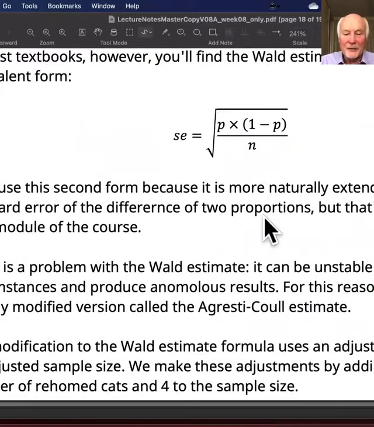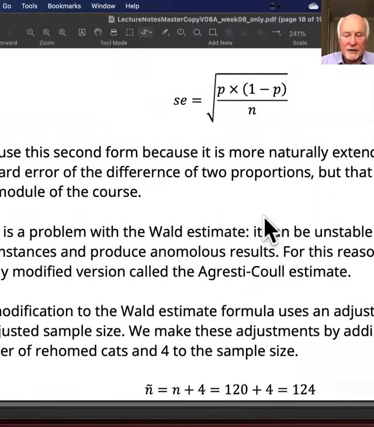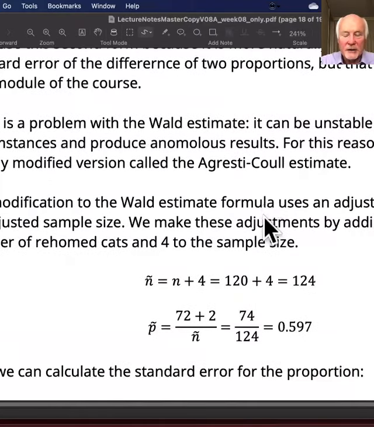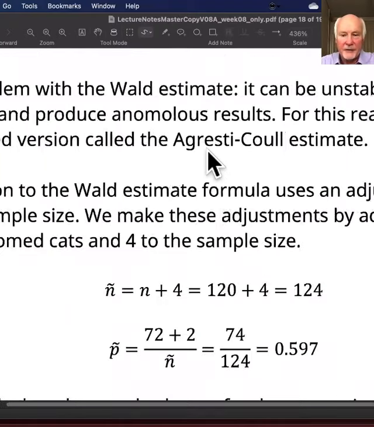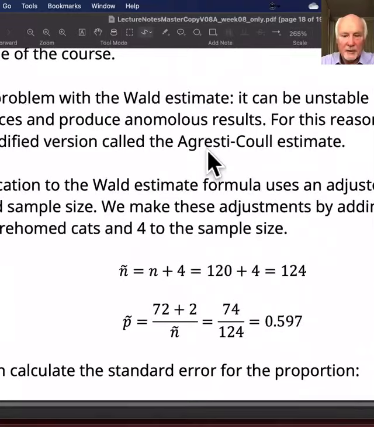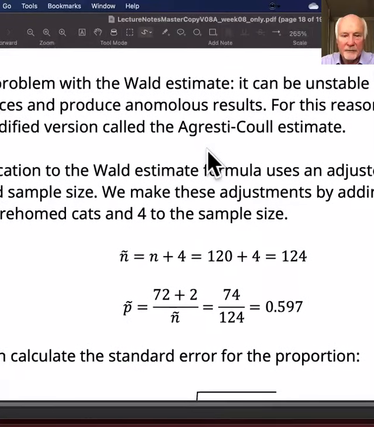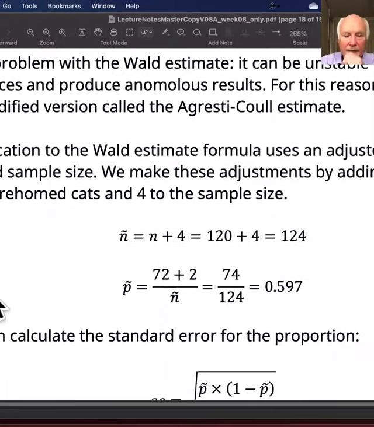So there is a better version, and that's the one that we're going to use, which has a little modification to it. The version we're going to use is known as the Agresti-Coull estimate. It's named after the two statisticians who first published the idea. Agresti is a big name in statistics. You mention his name, anyone who's into statistics will recognize him.